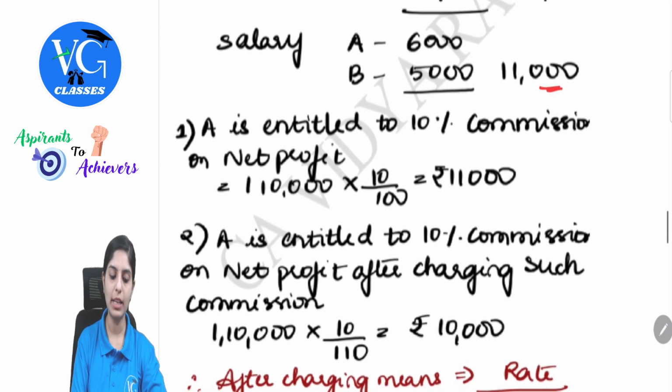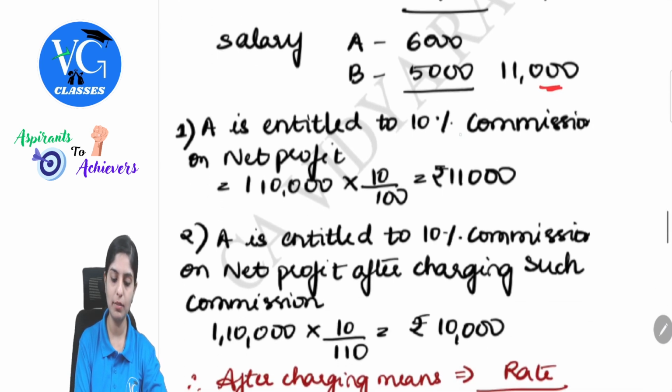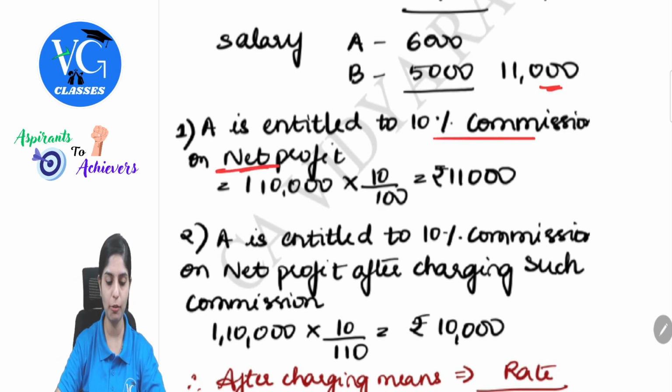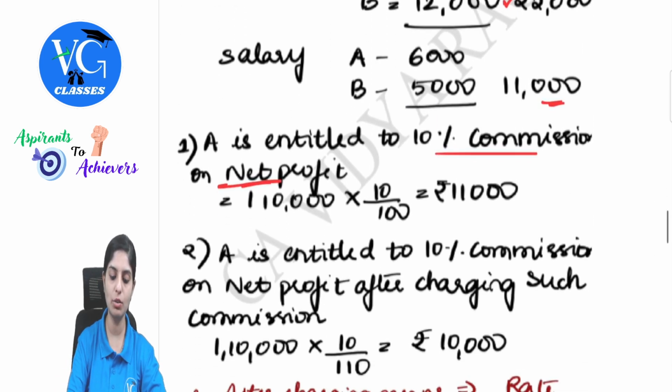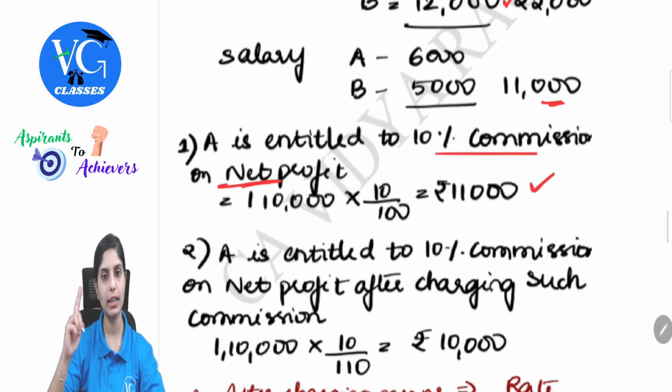A is entitled to 10% commission on net profit. Observe the wordings, 10% commission on net profit. If it is just normal net profit, what was the net profit? 1,10,000. On that, we charge 10%. So 11,000 will be A's commission, who was also a partner.